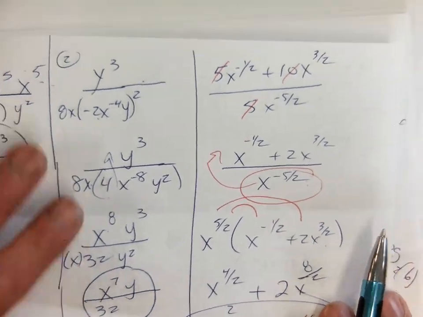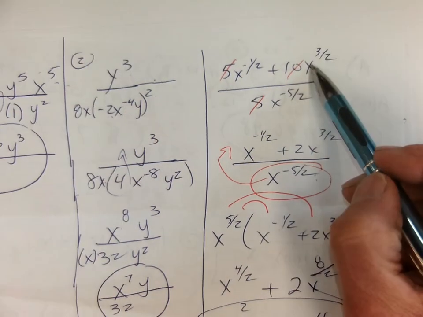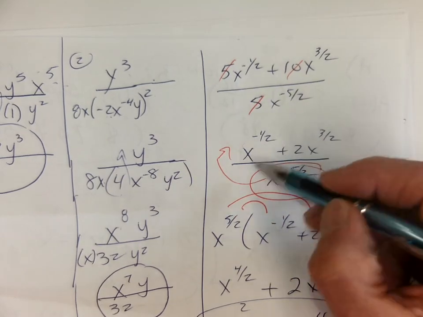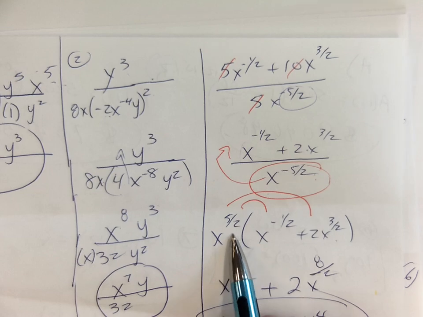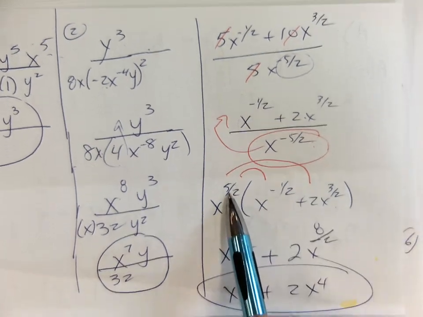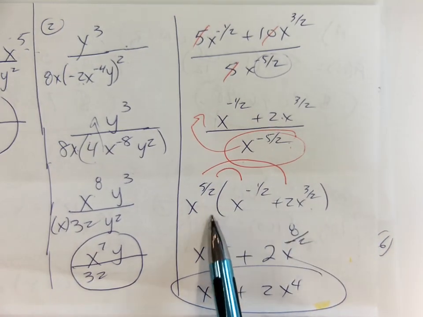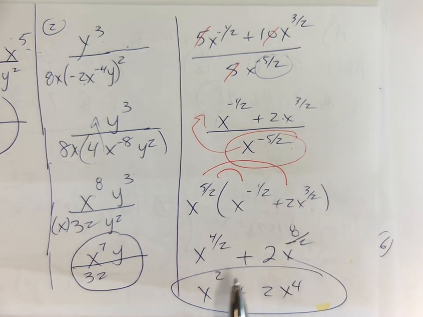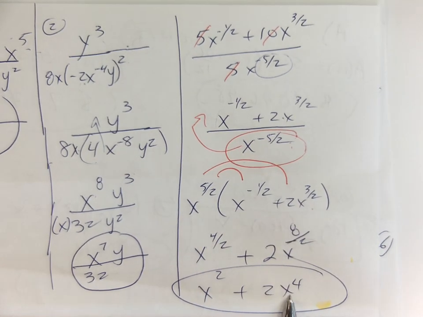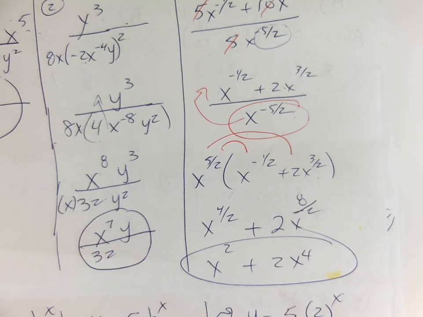Number 3, first thing I did is I simplified by reducing the 5's to 1, 2, and 1. And then I brought this term up. When I brought it up, then it became a positive exponent, and then I was able to multiply and add exponents. So I get an x to the 4 halves and x to the 8 halves, which is x squared, plus 2x to the 4th, okay? And again, you can pause this if I'm going too fast.